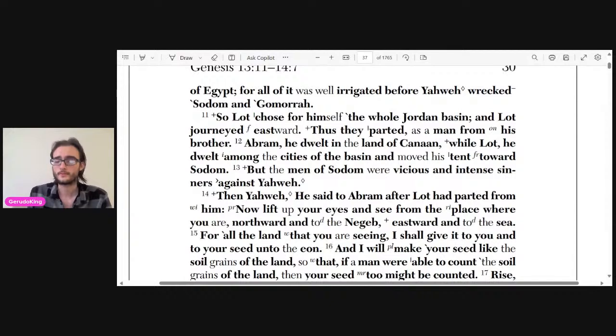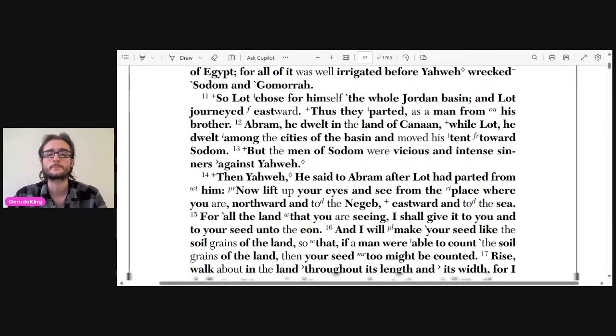Abram dwelt in the land of Canaan, while Lot dwelt among the cities of the basin and moved his tent towards Sodom. But the men of Sodom were vicious and intense sinners against Yahweh.